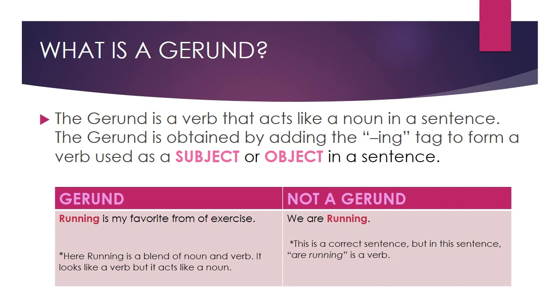This is a gerund. Here, running is a blend of noun and verb. It looks like a verb but acts like a noun. We are running. This is not a gerund. This is a correct sentence, but in this sentence, our running is a verb.